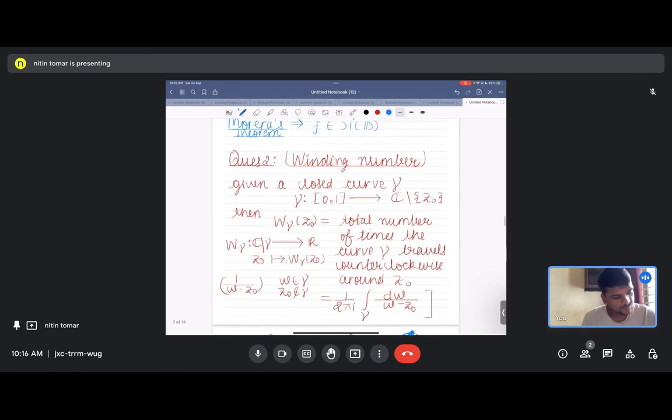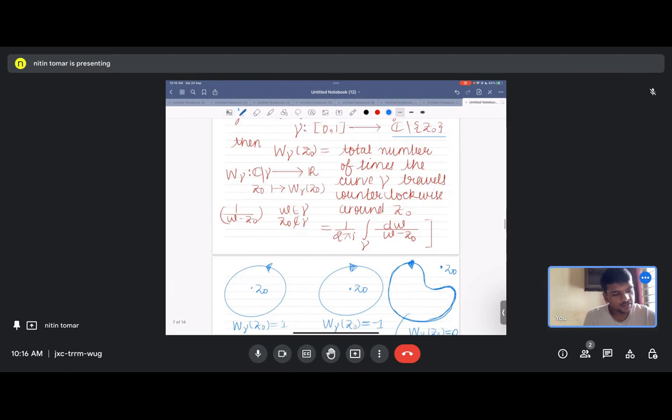Next we discuss a few questions on winding number. So what is a winding number? Given a closed curve gamma such that a point z0 does not lie in the image of gamma, the winding number, which we denote by W subscript gamma of z0, is the total number of times the curve gamma travels counterclockwise, that is in the positive orientation, around z0.